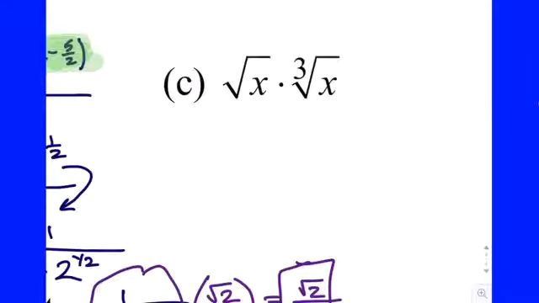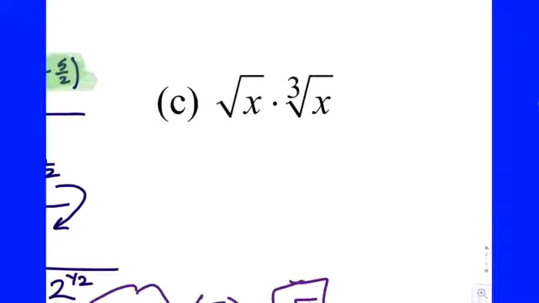What should step 1 be? Change them into fractional exponents. Excellent. So that's going to be x to the 1/2 times x to the 1/3. And now the bases are the same, so you add the exponents. So here's where that fraction work comes in again. 1/2 plus 1/3. With a little practice eventually, you don't need to do that off to the side.